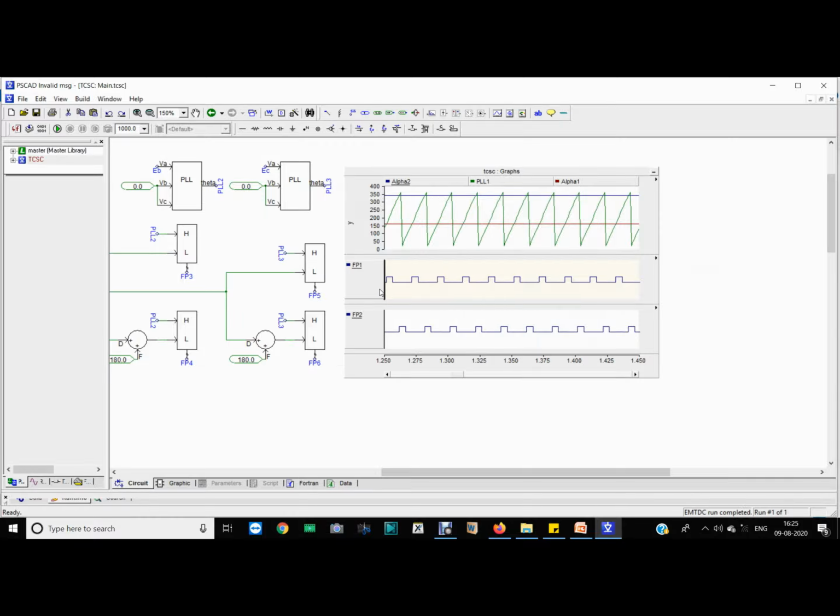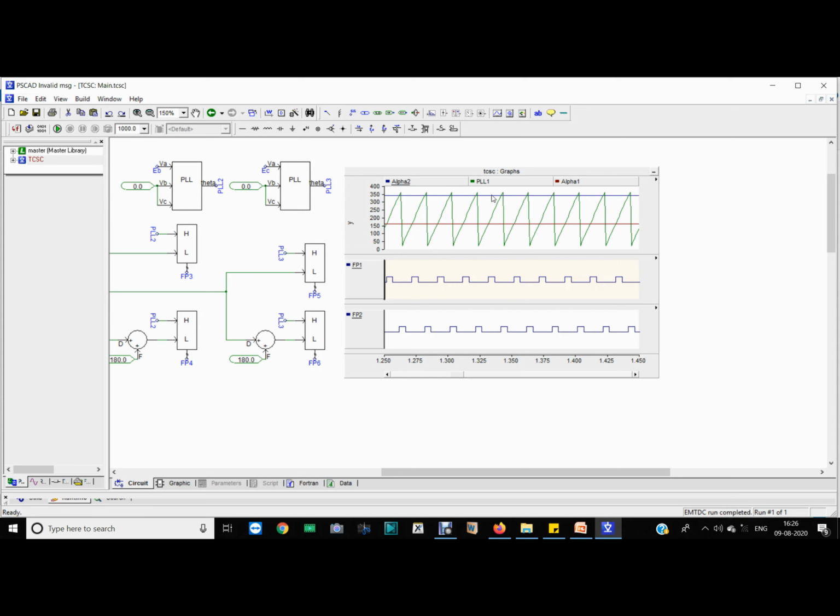Okay, this is nothing but 0, this is 1, and this is a digital plot. So PLL1 greater than alpha 1 will give you AP1 positive, means plus 1, otherwise it will be 0. Means in this condition, PLL1 less than alpha 1 will give 0 output.